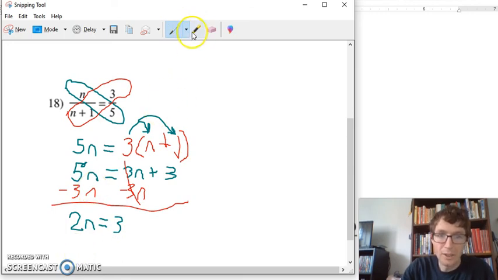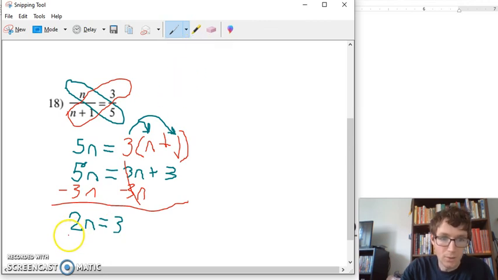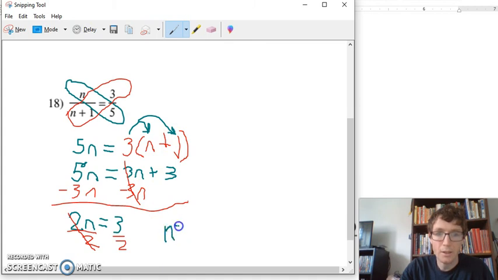So we want to get the n completely by itself. We have 2 times n. What's the opposite of multiplication? That'll give you division. So we've got to divide by 2 over here, divide by 2 over here. So in the end, we should just have n is equal to 3 over 2. Can you simplify 3 over 2? No, you can't. There's nothing that goes into both 3 and 2. So you can leave it as 3 over 2, or you can make it a decimal. It would be 1.5.